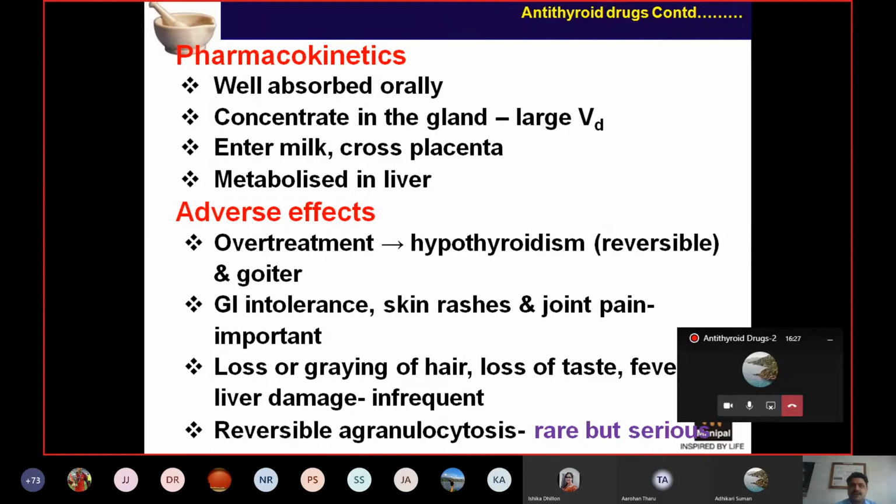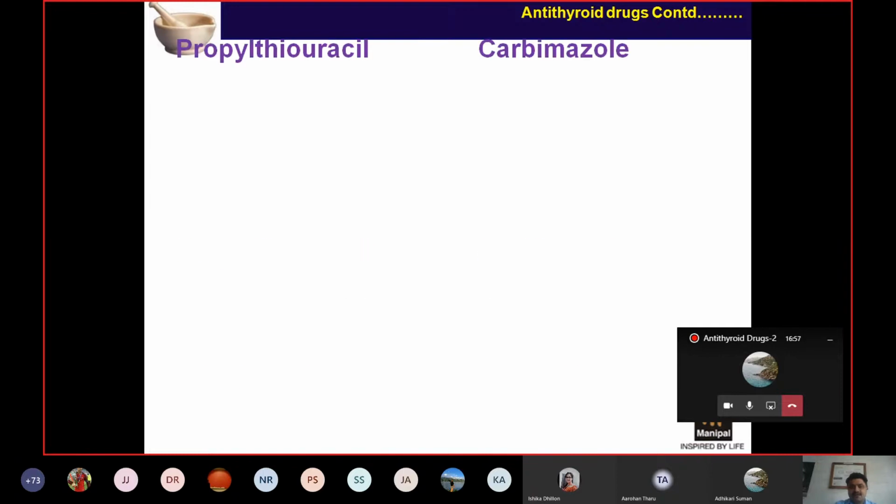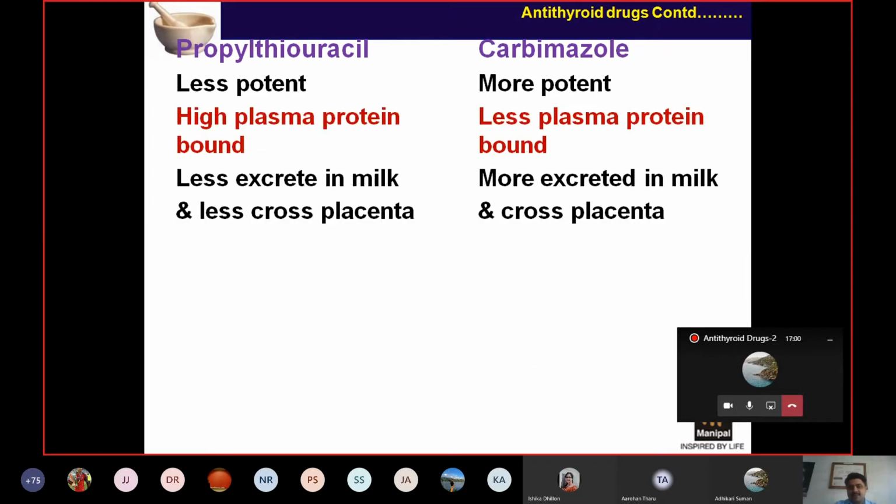If the patient to whom you have prescribed the antithyroid drug complains of sore throat, you have to be very cautious. And propylthiouracil has a tendency to cause hepatitis or liver damage, so it is not very preferred for hyperthyroidism, but it is the drug of choice in a pregnant lady, especially in the first trimester, and in the lactating mother. So in last class only we discussed these.